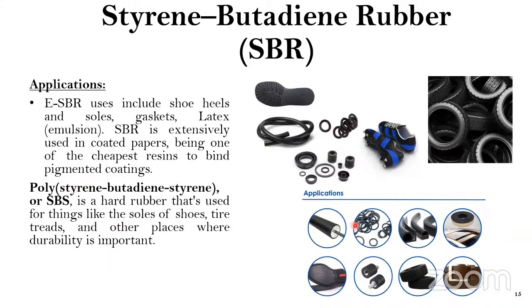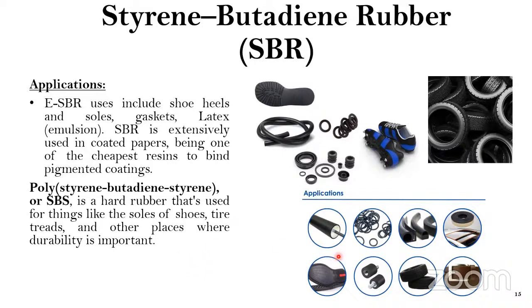If you have your polystyrene, that polystyrene, not SBR, that you get from your solution polymerization, then you get a very hard rubber. Okay, that is used for things like the soles of shoes and tire treads. Tire treads means if you see this lining above the tire, that is known as your tire treads, or other places where durability is important.